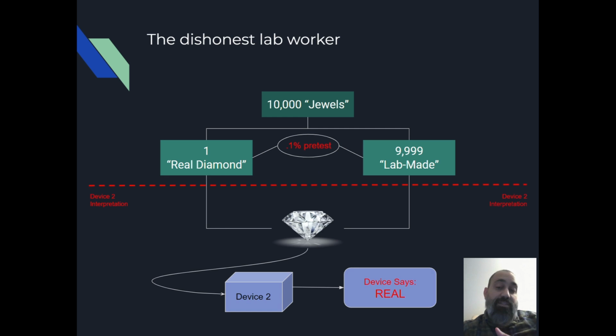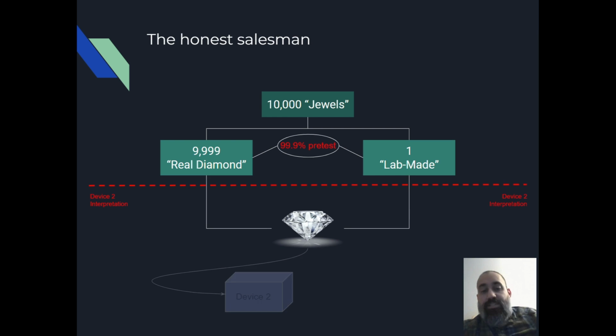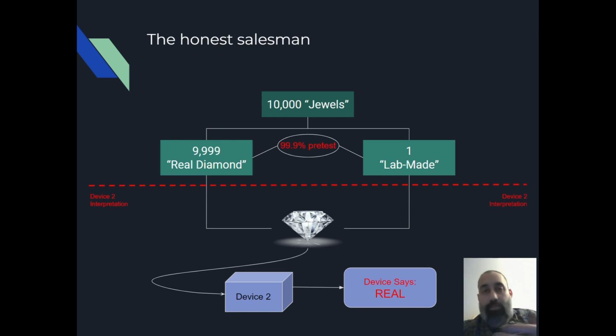So even if the device says it's real, the probability is only 9% if you want to quantify it. You're only 9% certain that this is a real diamond, even if a very accurate test says that it's real. It's more likely that the test is wrong because the context is so unlikely. Similarly, with an honest salesman, basically if the device says that it's real, your probability is 100% because the context is so certain already.